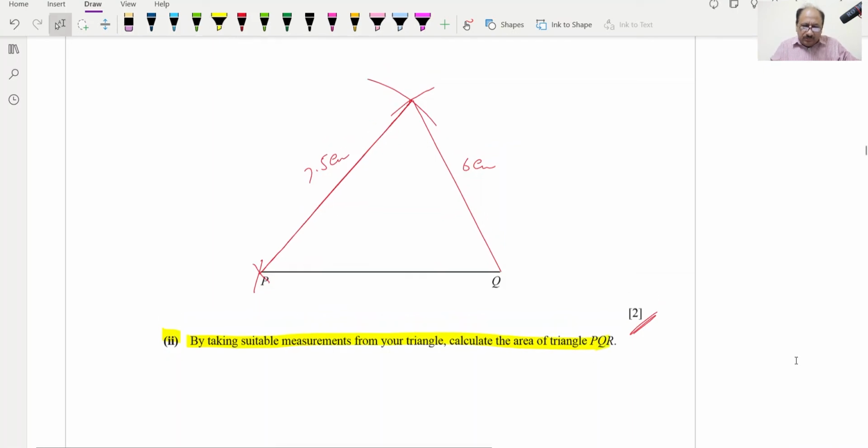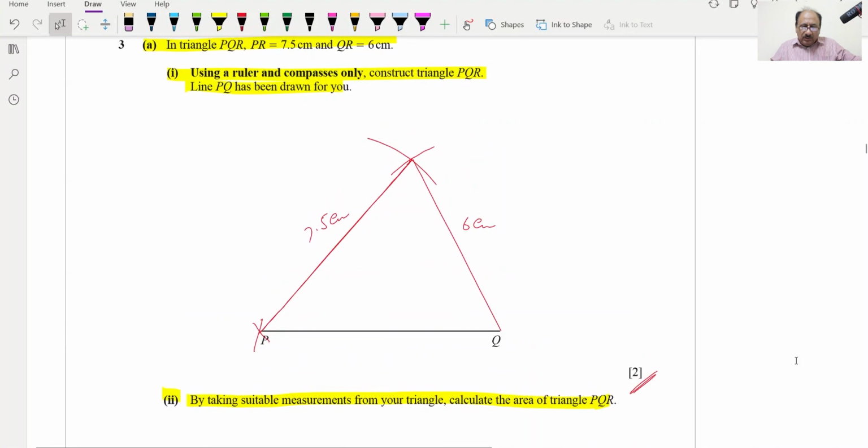So there can be 2-3 methods, like you can use AB sine C, or you can use half into base into height, or whatever, like 2 different methods you can use. So we can measure this angle.